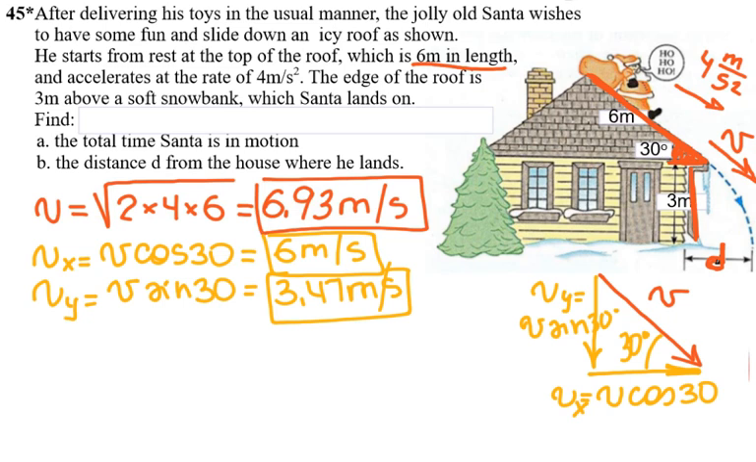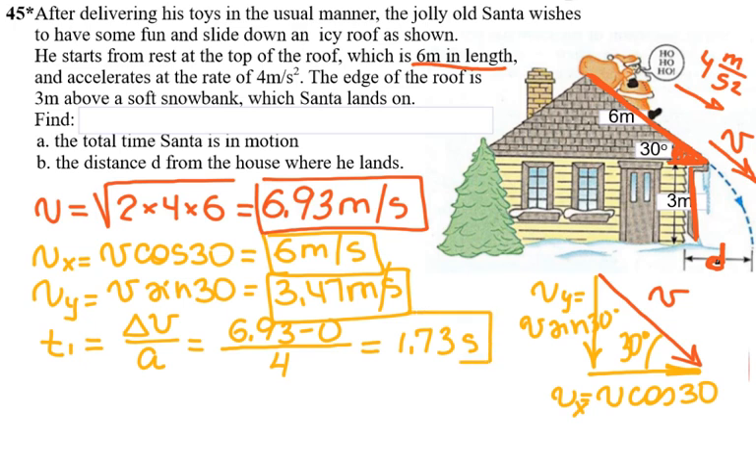To find the time it took to go over the first part, I'm going to call it time t1, to get to the bottom of the roof. It is equal to the change of velocity over acceleration, and acceleration is given. So the final velocity is 6.93, the initial velocity was 0, and acceleration was 4 meters per second squared. So t1 is equal to 1.73 seconds. So that is the first part.